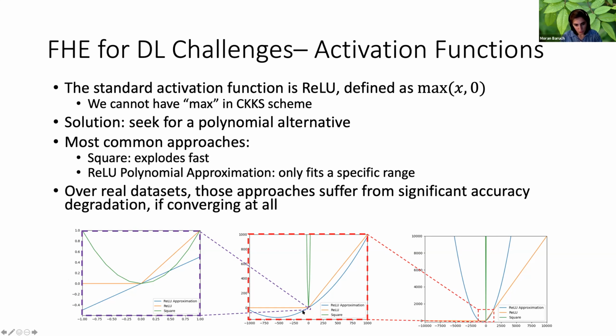So if we zoom out, we see that the square activation totally explodes, and the approximated ReLU looks quite good. But if we zoom out more to a larger range, both activations explode. So we would like to show techniques to improve the performance of the models with the new activations over real data sets, to improve convergence and avoid accuracy degradation.